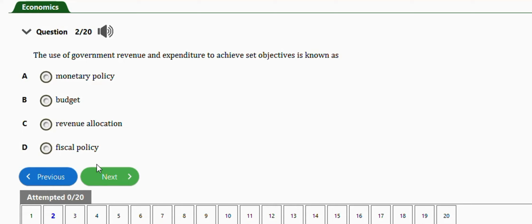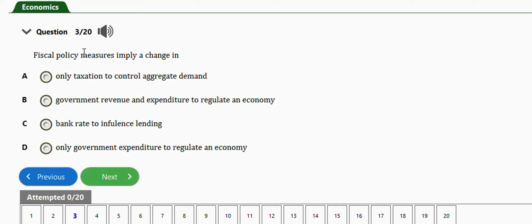Very important. Next question, it says, fiscal policy measures imply a change in only taxation to control aggregate demand, government revenue and expenditure to regulate an economy, bank rate to influence lending, only government expenditure to regulate an economy. The right answer is option B, government revenue and expenditure to regulate an economy. So fiscal policy is the use of government expenditure and revenue to regulate the economy.